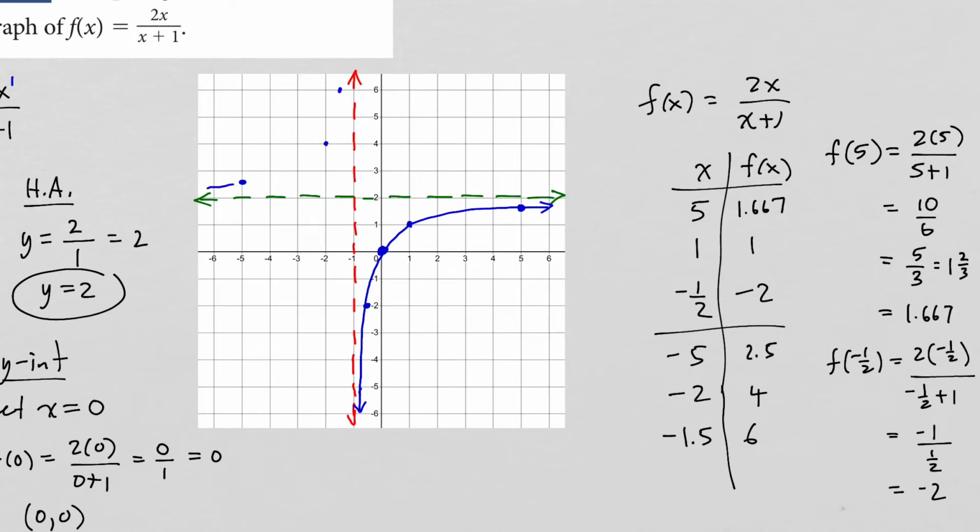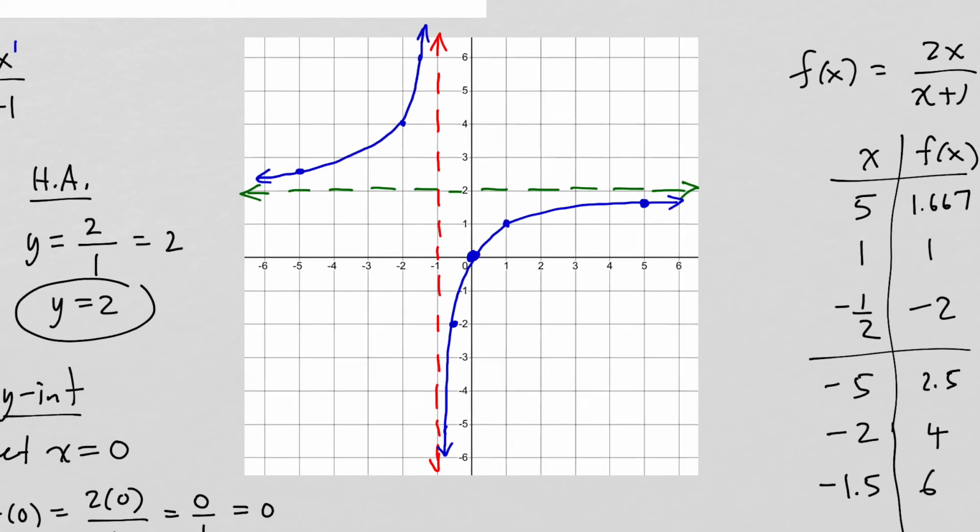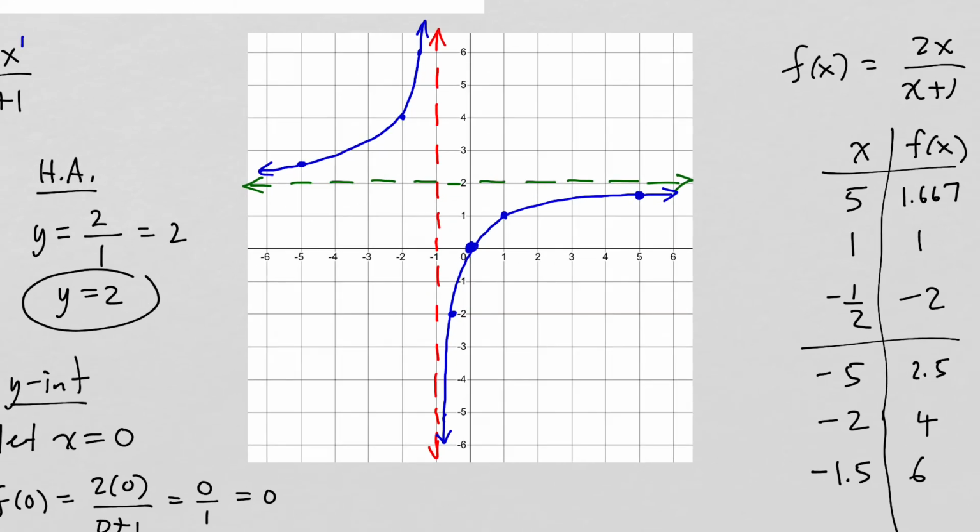And again, if I just sketch the basic behavior of this graph, we can see that as we get close to -1 on the left side, the function seems to be going to infinity. And as you plug in larger and larger negative values of x, the function is approaching this horizontal asymptote. And so here is a sketch of the graph of that function.